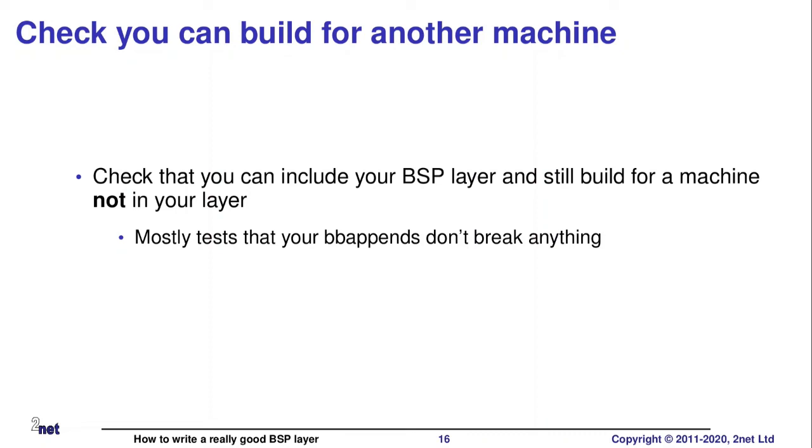Yeah. And if you have a second vendor's BSP, that BSP doesn't contaminate the Raspberry Pi one, and the Raspberry Pi one doesn't contaminate it, because they're very careful about what they override. The secret is just be very careful what you override, because your layer may be used in conjunction with other ones.